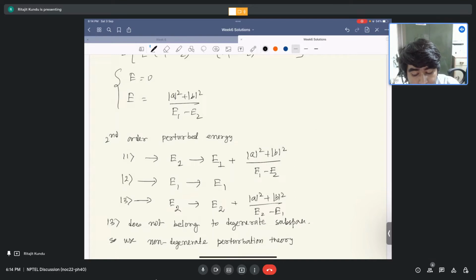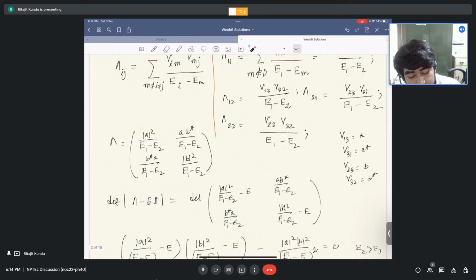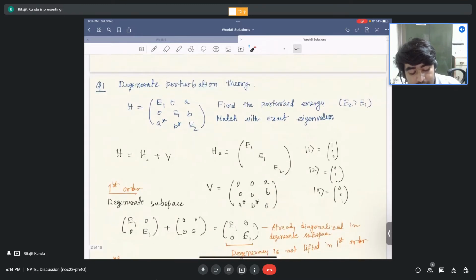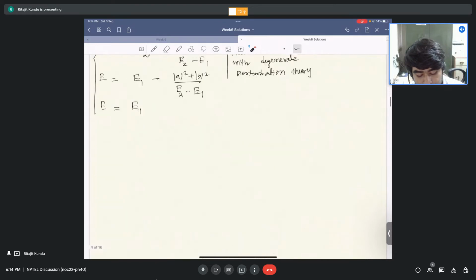So now let's calculate this E2. Now see that the Hamiltonian started with this 3. This E2 was not a degenerate state, right? So in H naught, this E2 was a simple state. It didn't have any degeneracy. So for that state, we can directly apply non-degenerate perturbation theory, which I have done here.